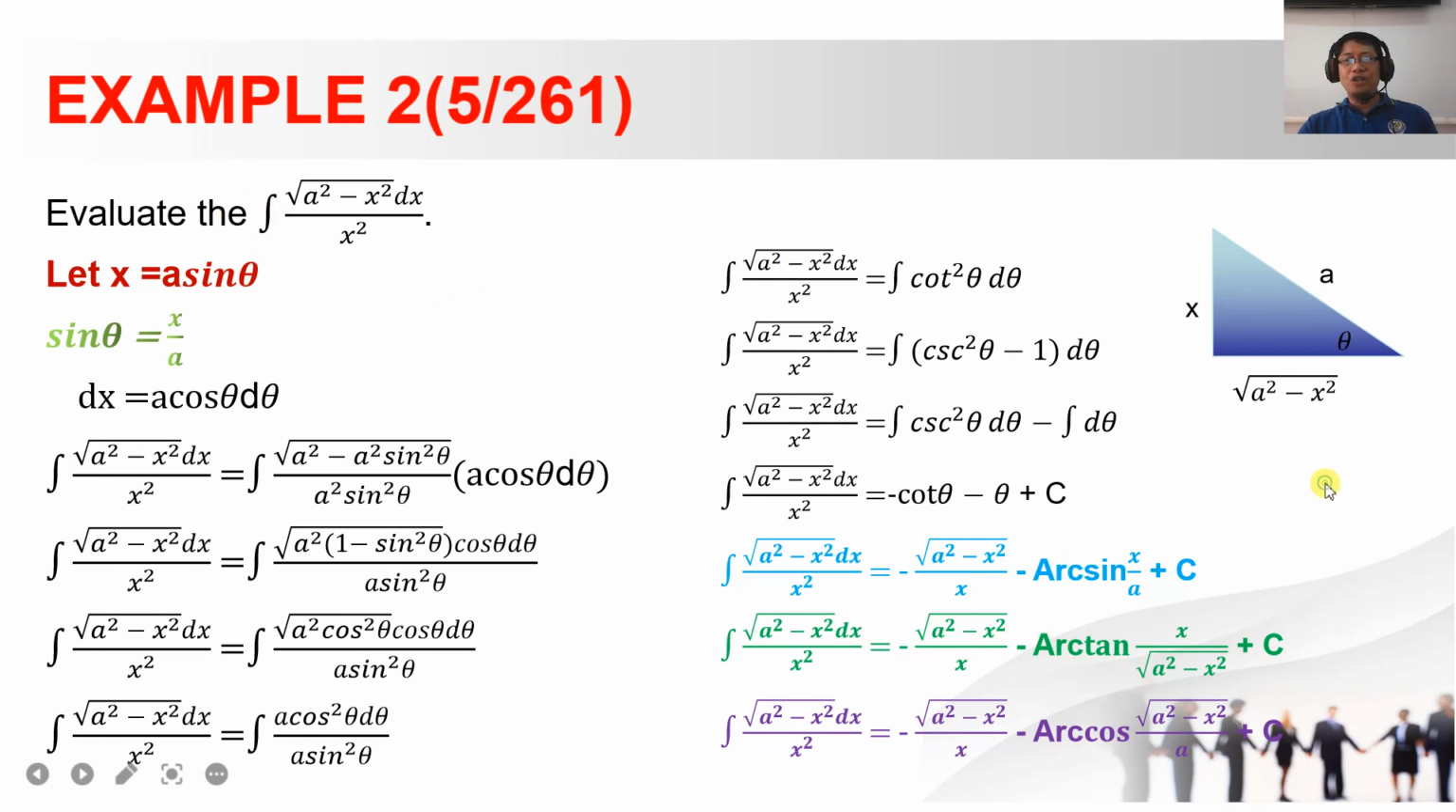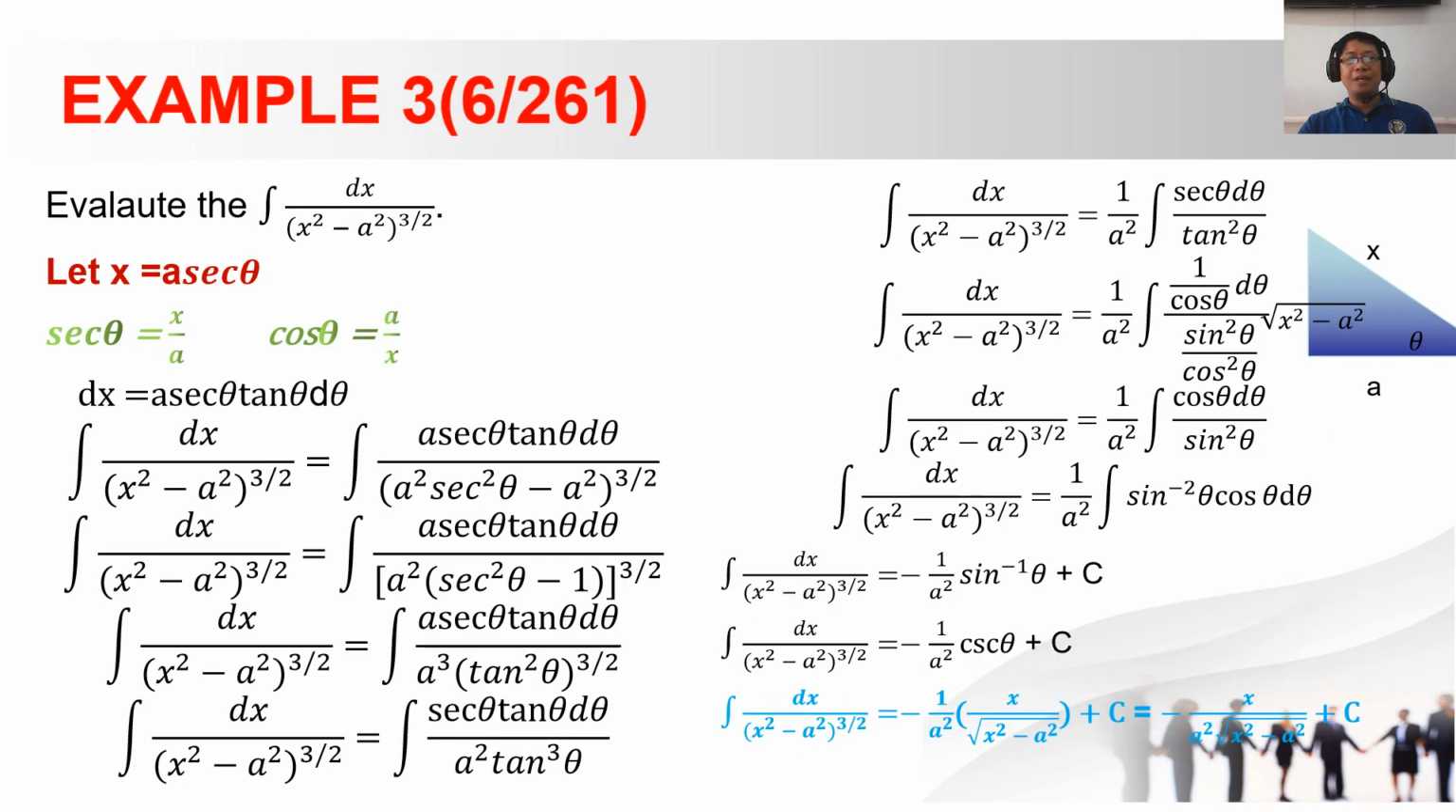Okay. The next one is example number 3. This is number 6, page 261. The given here is the integral of dx over x squared minus a squared raised to 3 halves. In this example, I will discuss the three formulas: let x equals a tangent theta, let x equals a sine theta, and let x equals a secant theta. Let x equals a secant theta is used when x squared minus a squared comes first. So here, let x equals a secant theta.